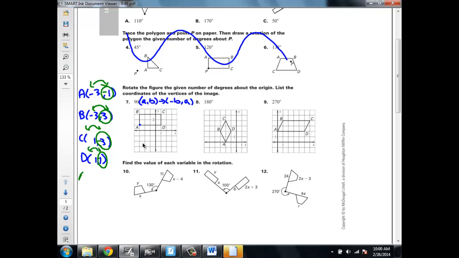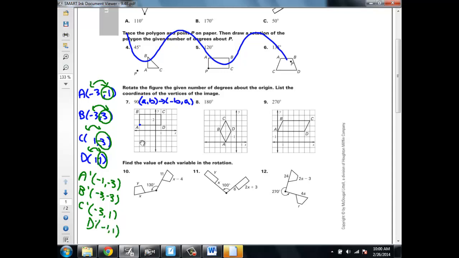So what do we get? A prime would be at -1, -3. B prime would be at -3, -3. C prime would be at -3, 1. And D prime would be at -1, 1.